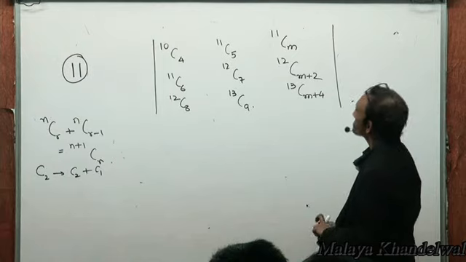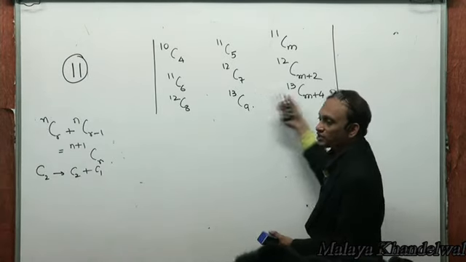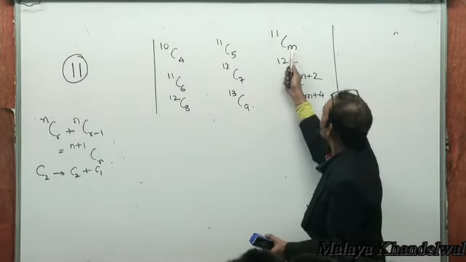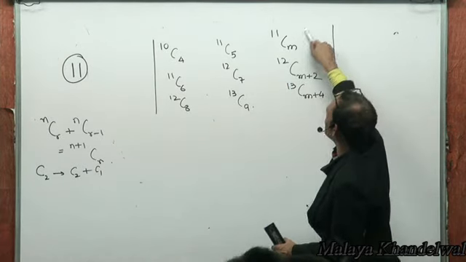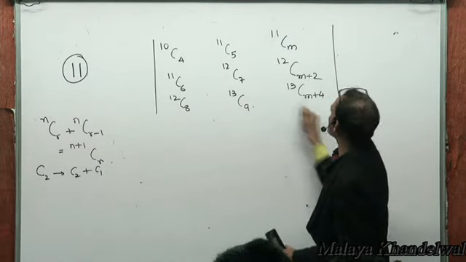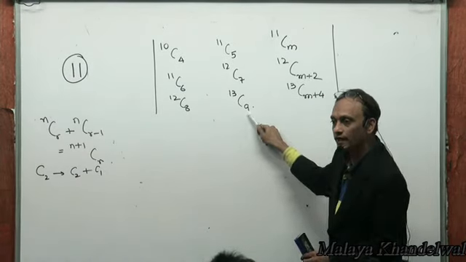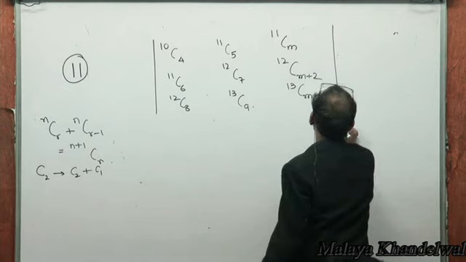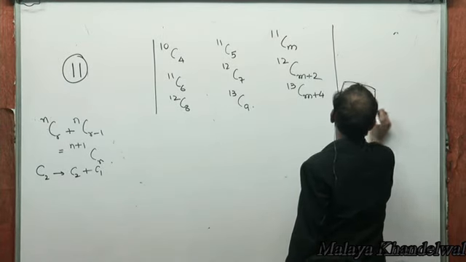Then, very clearly, if this has to be 0, then for m equal to 5, this column and this column will become identical. For m equal to 5, this is 7, and for m equal to 5, this will be 9. So very clearly, by observation, m must be equal to 5.